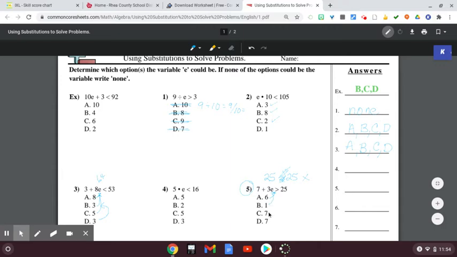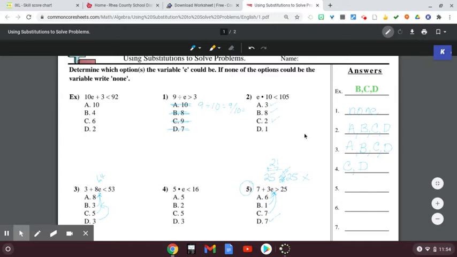Let's take a look at C. So 7 times 3, that's 21. And 21 plus 7, that's 28. 28 is greater than 25. So C will work, and so will D, since they are the same exact number right there.